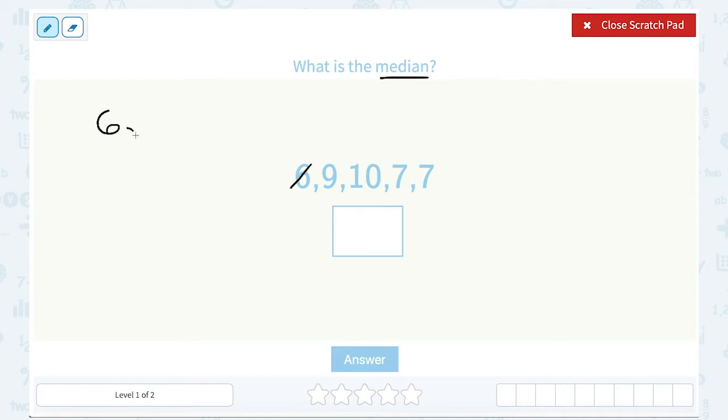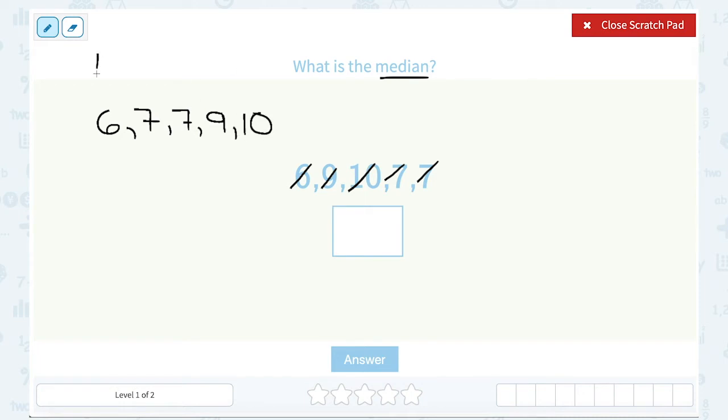My smallest number was 6, then 7, then I have another 7, and then 9, and my largest number is 10.